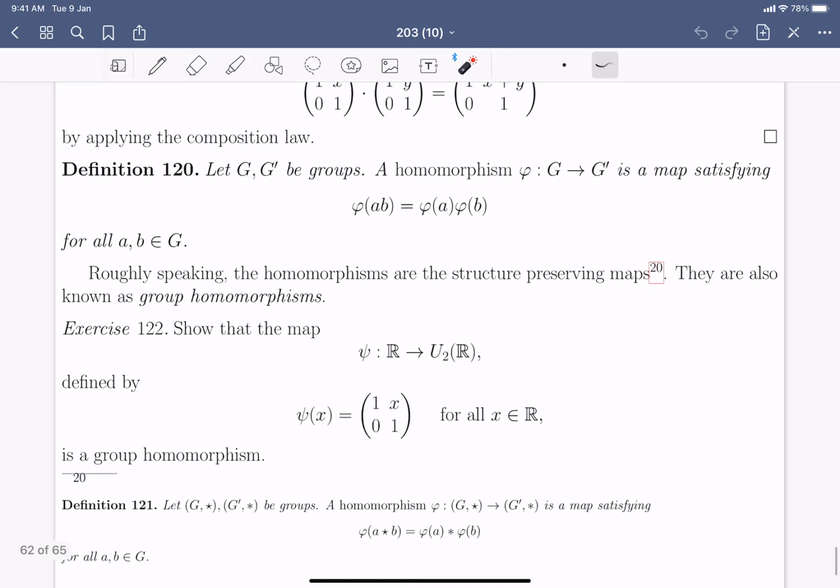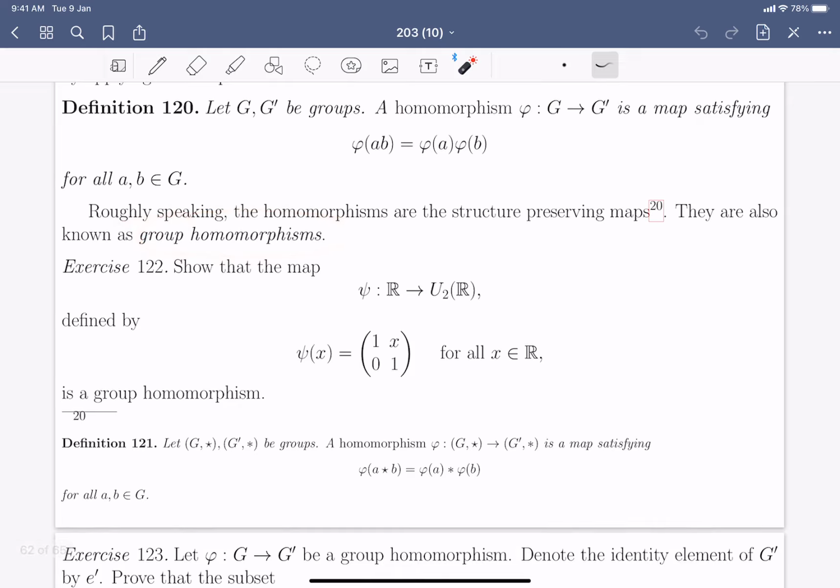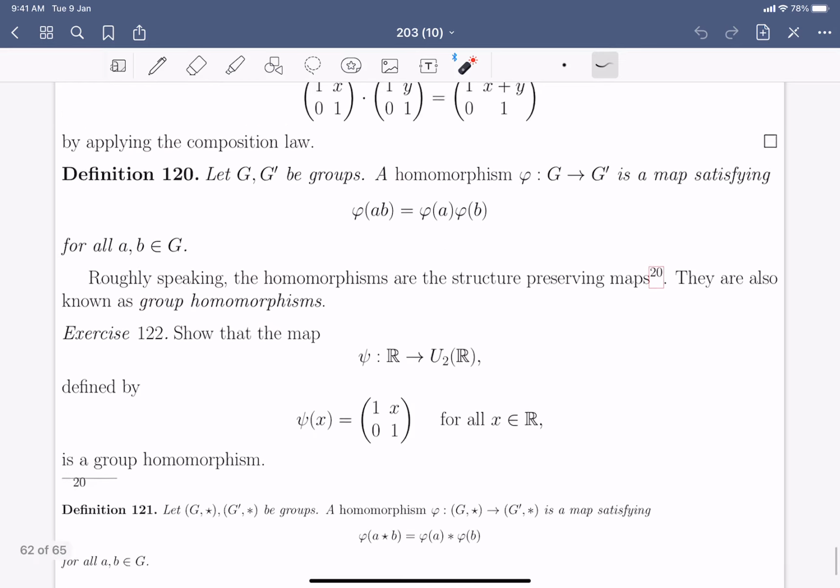Very roughly speaking, one can say that homomorphisms are the structure preserving maps from a group to another group. Sometimes, to indicate that we have groups in mind, we use the phrase group homomorphism instead of calling it a homomorphism. Whatever you are considering, these are called group homomorphisms, and just to abbreviate, we will call them homomorphisms only. Anyway, let me try to move on.